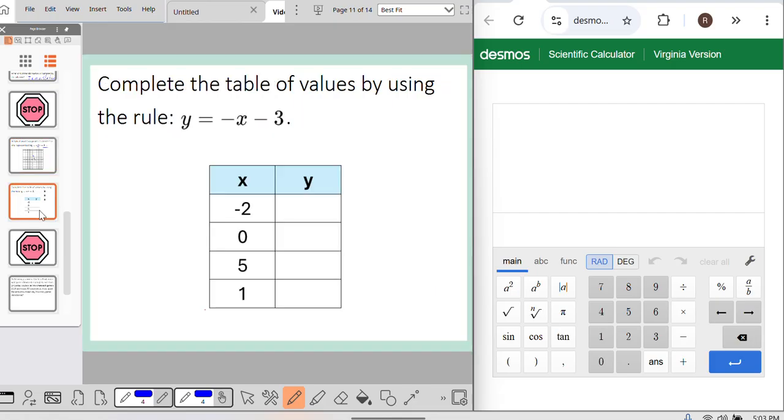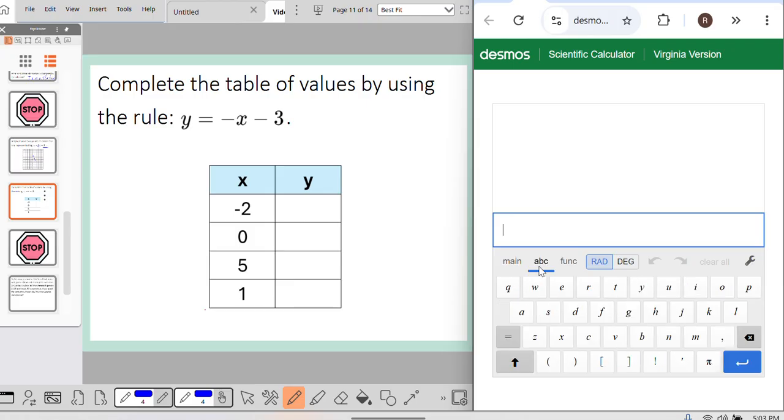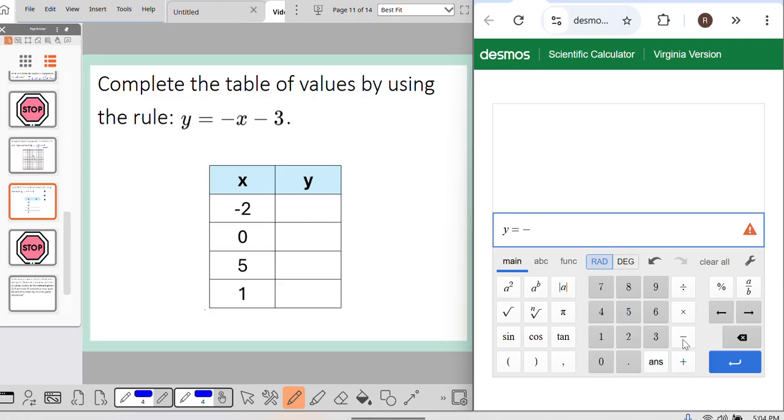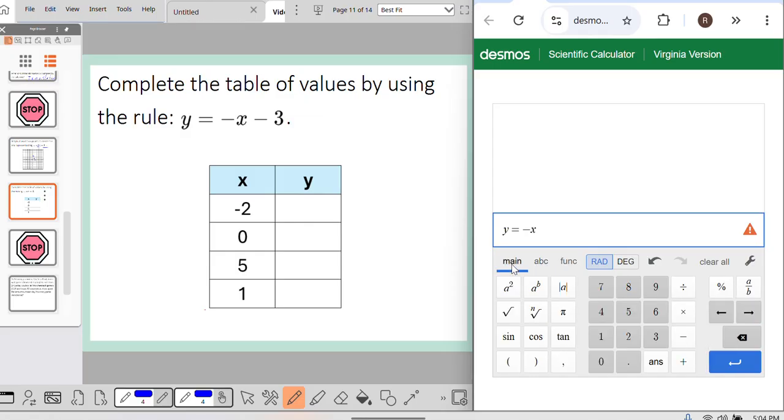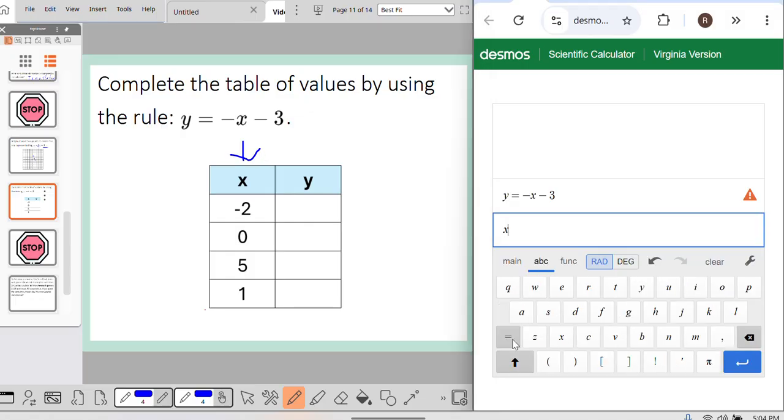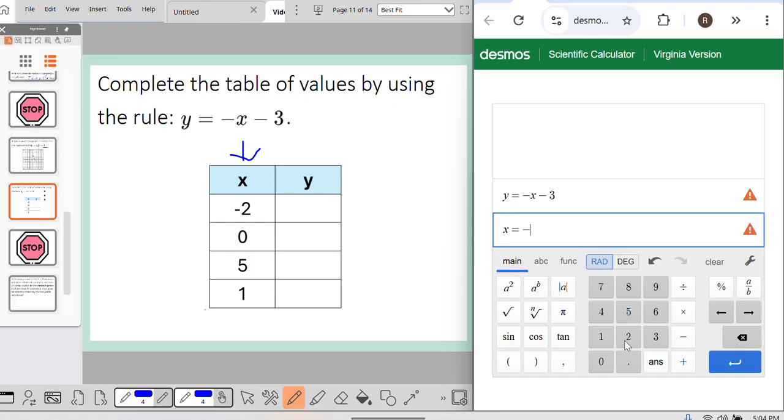Now this one, if you ever see a table with an equation, the first thing you want to do is go ahead and type in the equation, because we're going to use Desmos to find the y values. So it's negative x minus 3, and then I'm going to go down to my next line and I'm going to start with my x's. So it is x equals negative 2.